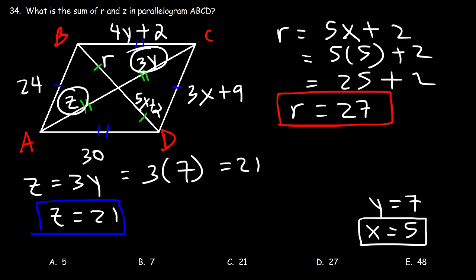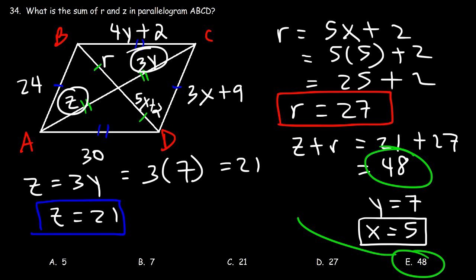And now our goal is to calculate the sum of z plus r. So that's 21 plus 27, which is 48. So that's the answer, which is answer choice E.